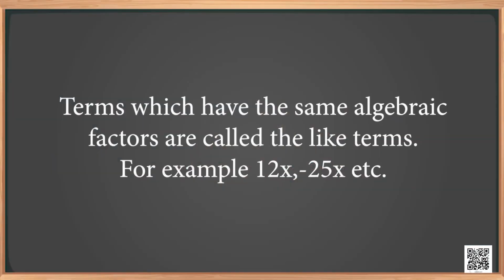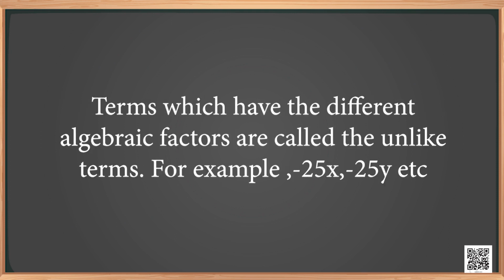Do you remember like terms and unlike terms which you learnt in your 7th standard? Good. Let us recall now. Terms which have the same algebraic factors are called the like terms. For example, 12x, minus 25x, etc. Terms which have the different algebraic factors are called the unlike terms. For example, minus 25x, minus 25y, etc.